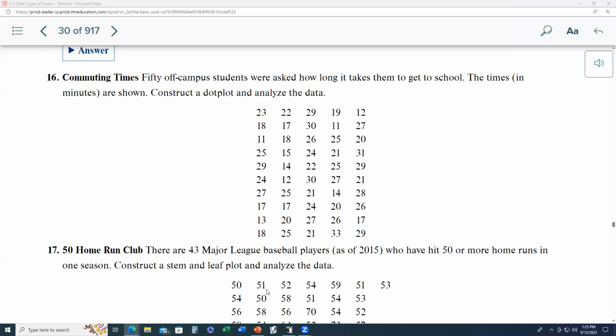Is this classwork number 2? Yes, this will be classwork number 2. Okay, and it's number 16, right? Yep. Number 16. Yep. That's the data set we're using. I want you to build a dot plot for this data set.